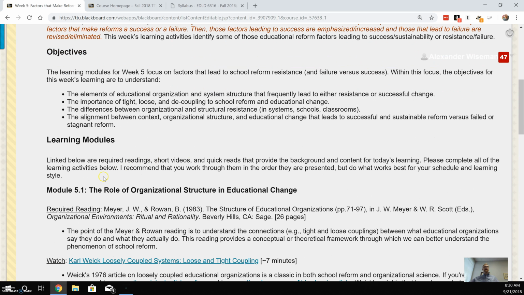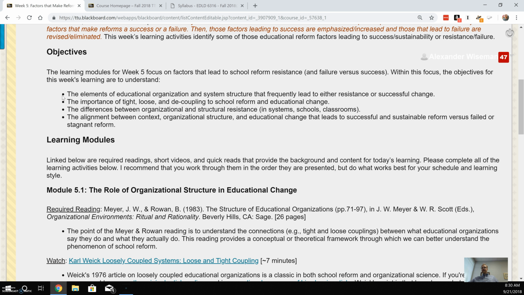There are several objectives for this week's learning. I've listed them here. Again, I'm trying to be a little more structured for you guys so you know exactly what I'm trying to get us to do. The objectives for this week's learning are to understand the elements of educational organization and system structure.